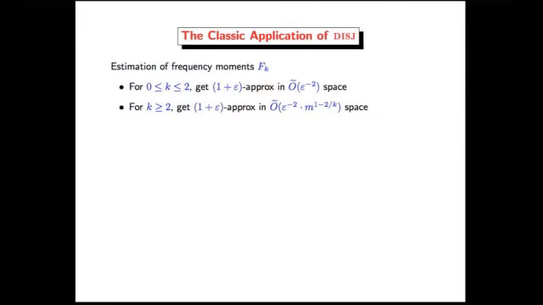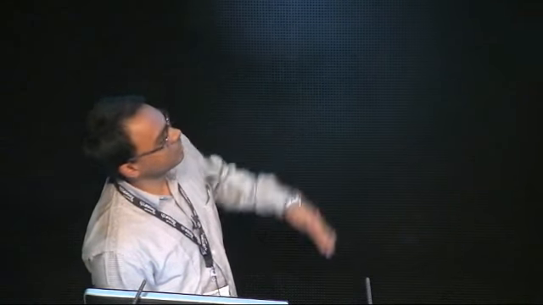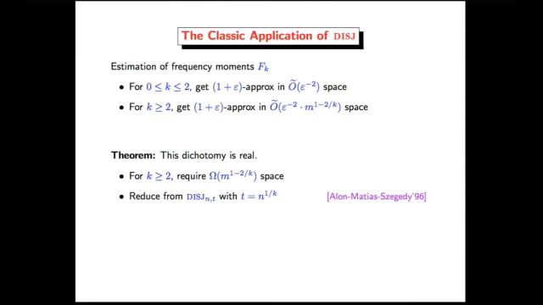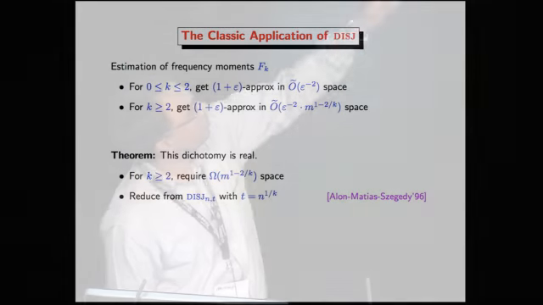Now the classic application of disjointness is lower bounds for the estimation of frequency moments. So first let me say something about what upper bounds are known. It's known that for k between 0 and 2, this problem is approximable in space that's about 1 over epsilon squared times some log factors. For k bigger or equal to 2, the space starts growing polynomially in the length of the stream. Right? So there is a dichotomy in the algorithms, and this dichotomy is in fact real. So you can prove a lower bound that shows that for k at least 2, you do need space m to the 1 minus 2 over k.